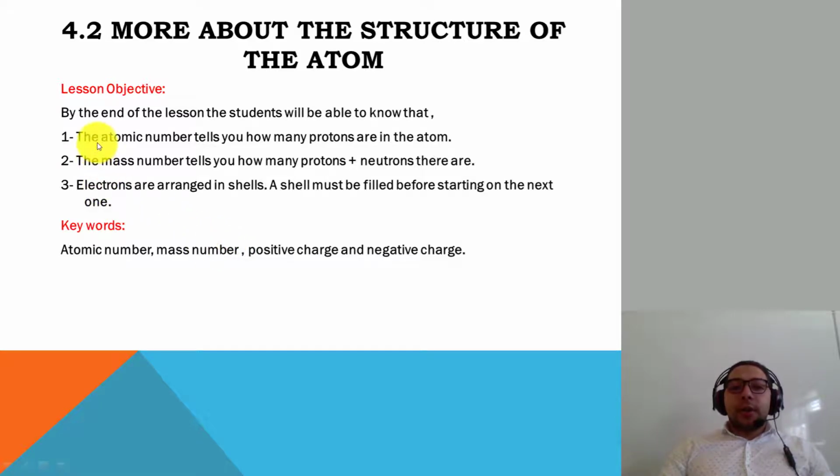The first one, by the end of the lesson, you need to know that the atomic number tells you how many protons are in the atom. The mass number tells you how many protons plus neutrons are there in the nucleus. Electrons are arranged in energy levels or shells. A shell must be filled before starting on the next one. The keywords of today's lesson are atomic number, mass number, positive charge, and negative charge.